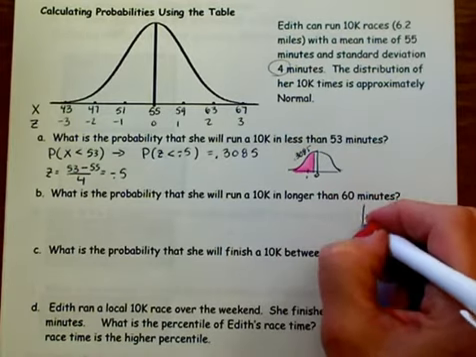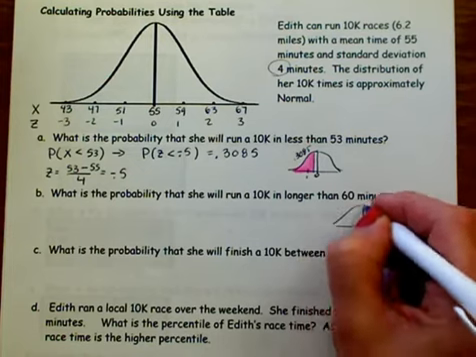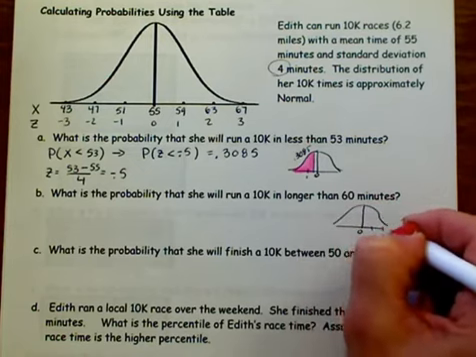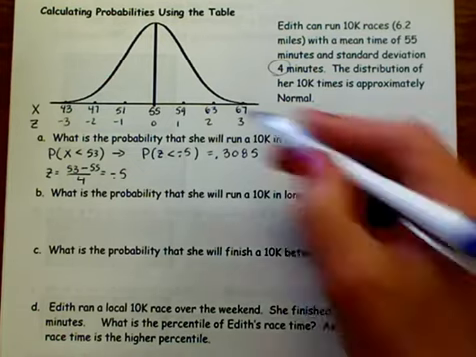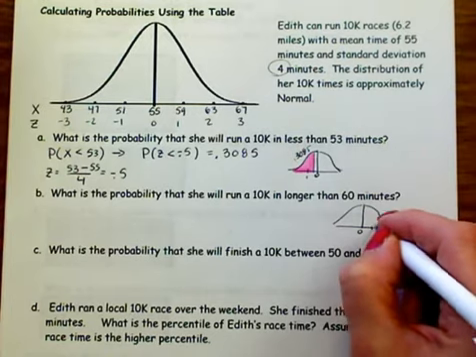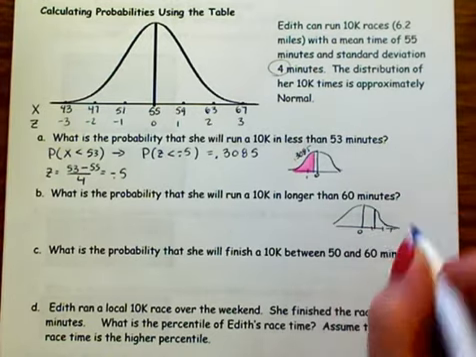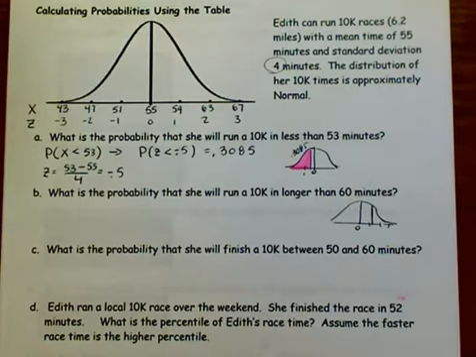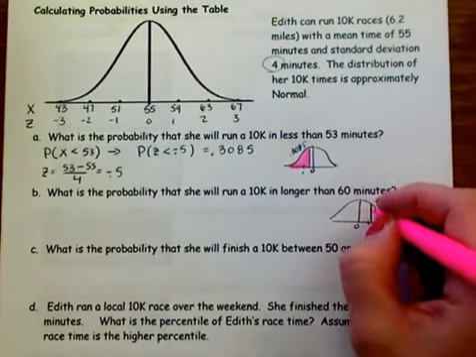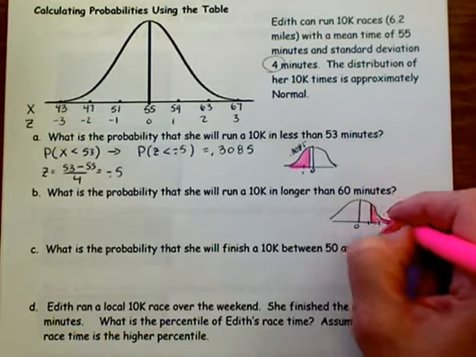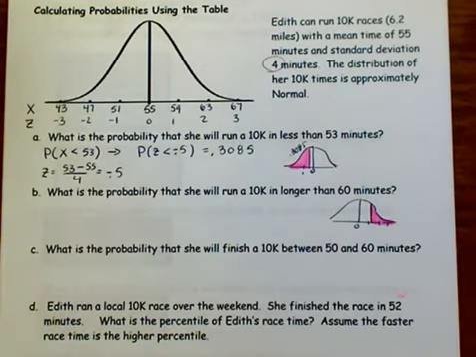Okay, next question. What is the probability that she will run a 10K in longer than 60 minutes? So I'm going to go ahead and sketch 0, 1, 2, 3. Okay, so 60 looks like it is just past 1 standard deviation. Longer than 60 minutes. Okay, so I have the correct portion shaded.